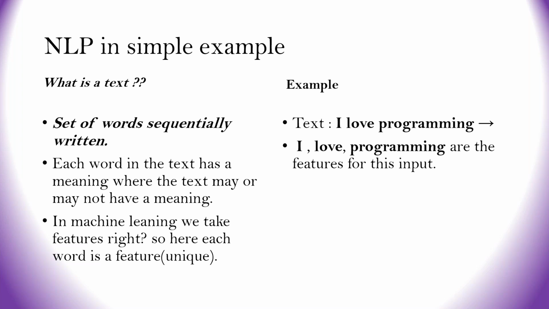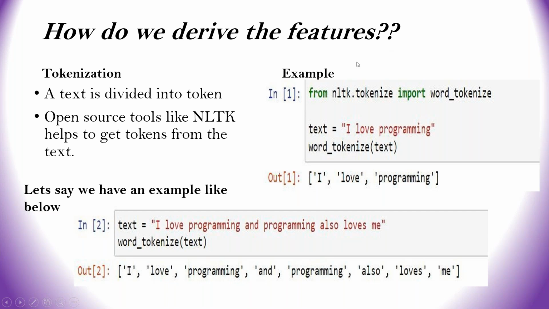On the right-hand side, there is an example done for you: text is given as I love programming. The individual words are called features here. So I, love, programming are the set of features for the text processing. The simple text is given like this. How do we derive the features? We use a process called tokenization. Tokenization does the job of deriving the features out of the text. So a text is divided into tokens. Open source tools like NLTK, the Natural Language Toolkit, help us derive the tokens from the given text. So in Python, we would be doing this maybe in the next hands-on session.